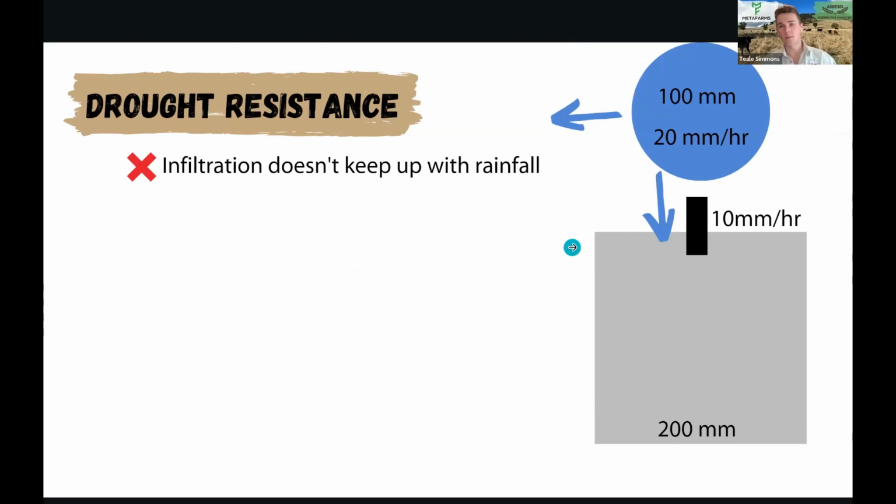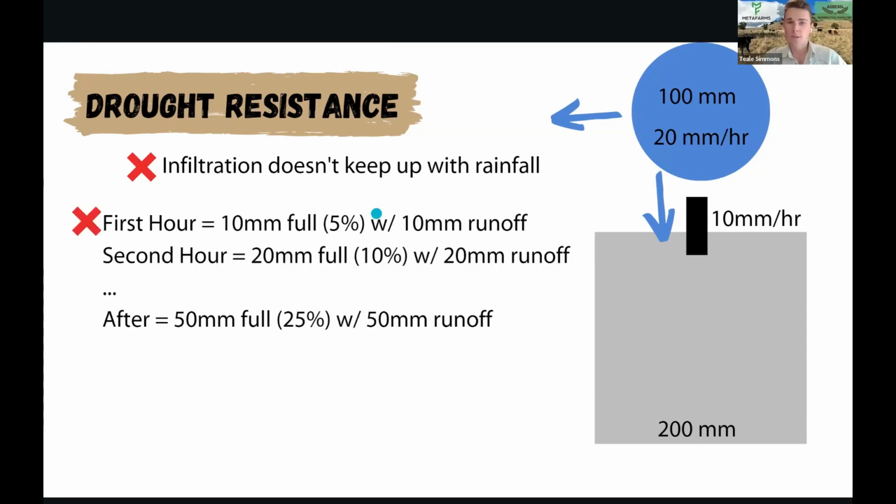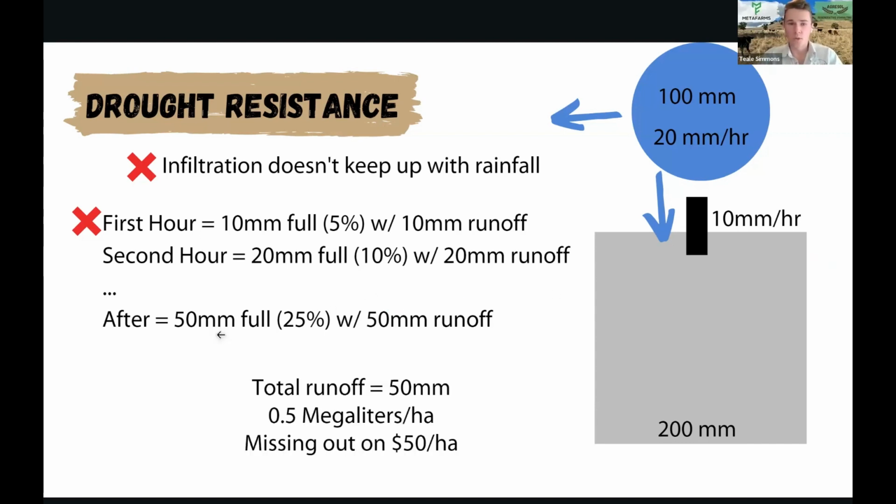The other example is that our infiltration doesn't keep up with rainfall, so we're going to get a lot more runoff. In the first hour, we're going to get 10 mils captured and 10 mils runoff. Second hour, we're going to capture 20 mils total with 20 mils runoff. And essentially, we're going to do that all the way through to the fifth hour, where we're going to have 50 mils full and 50 mils of runoff. So our total runoff, again, is 50 mils, which is 0.5 megs, and so we're missing out on $50 a hectare.